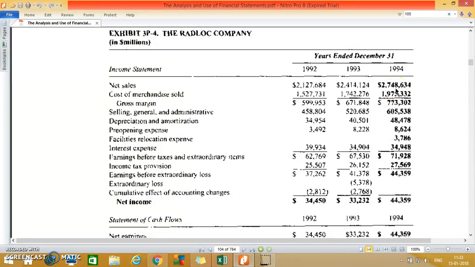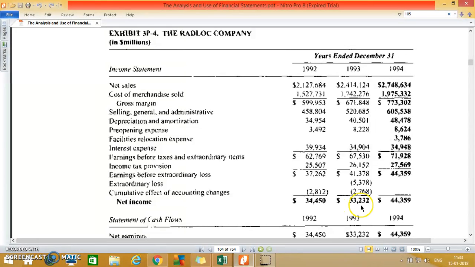While this seems to be a very good number, where I see that the growth is found from the year 92 to 94, I want you to calculate the percentage of growth from 92, 93, and 94 for the sales. If I see that the sales are growing, I also expect that the profit should also grow. So let me look at the net income. The net income is $34 billion in the year 92, 93 shows $33 billion, and the year 94 shows that the net income is $44 billion.